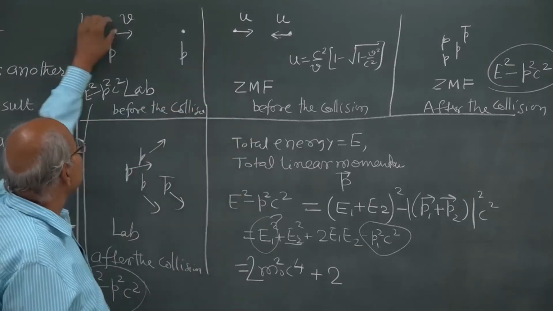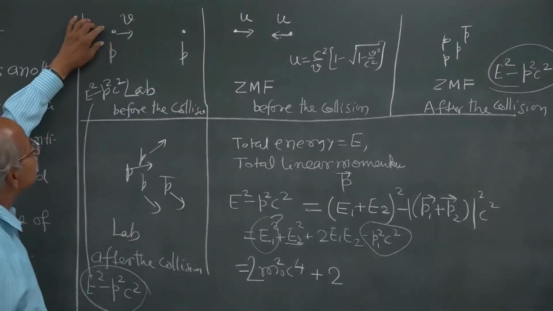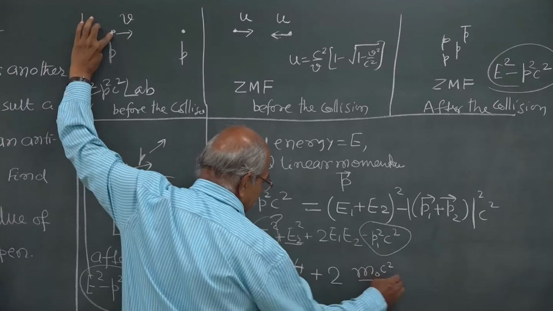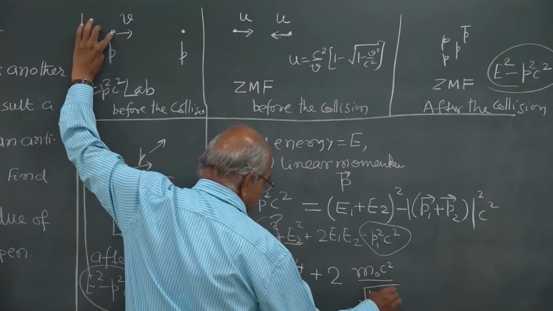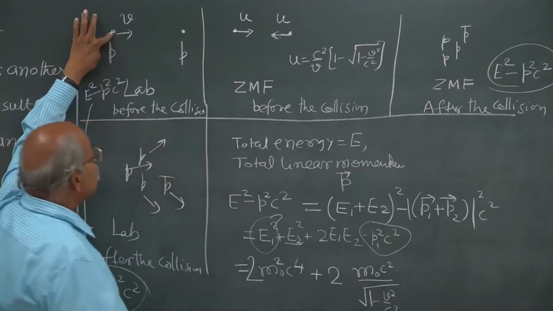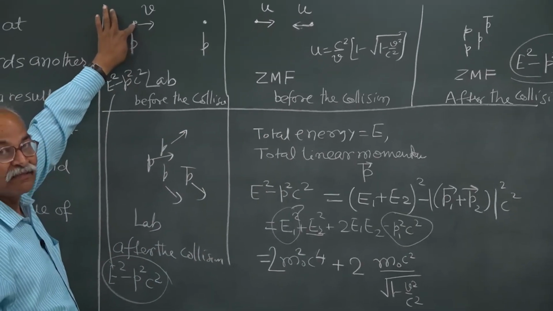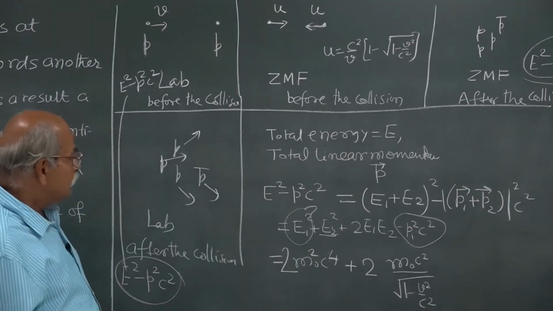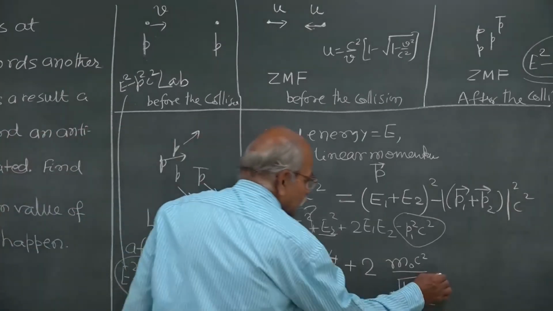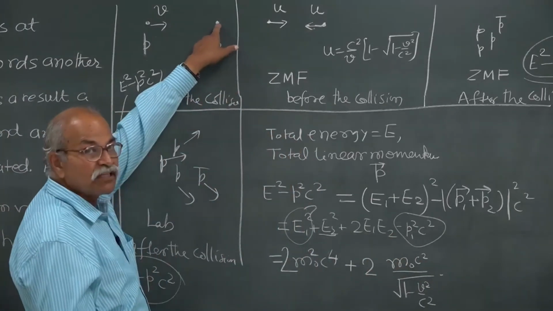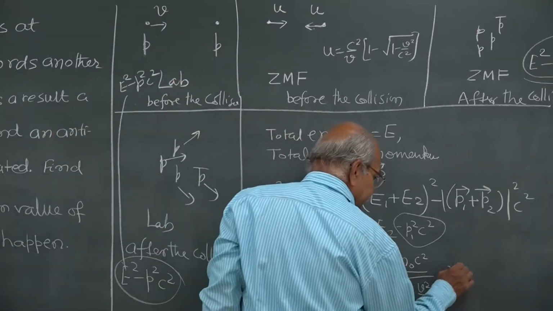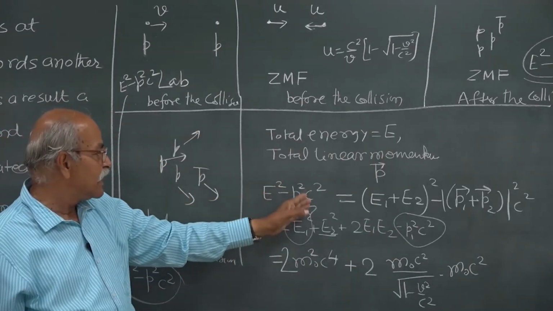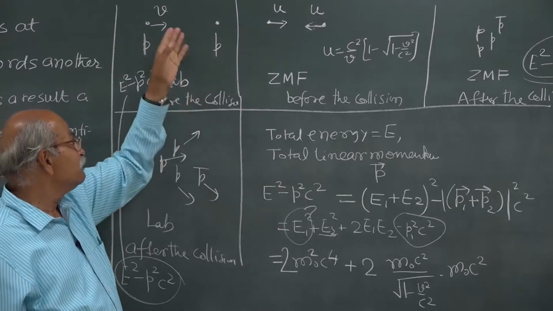Now you have to write E1. So, I am looking here at the lab frame before the collision, E1 here. So, it is M0 C square divided by square root of 1 minus V square by C square. Remember, total energy is M0 C square times gamma. So, for this particle M0 C square times gamma is this, and then into E2, and E2 is the total energy of this particle, which is just M0 C square. So, this is the value of E square minus P square C square before the collision seen from the lab frame.